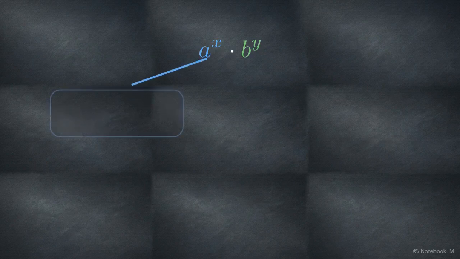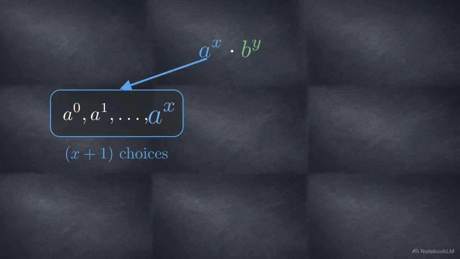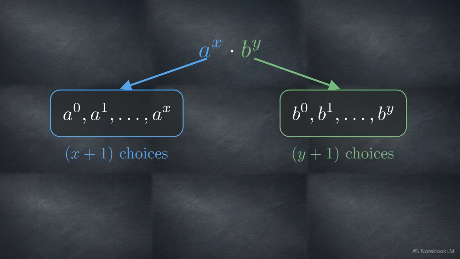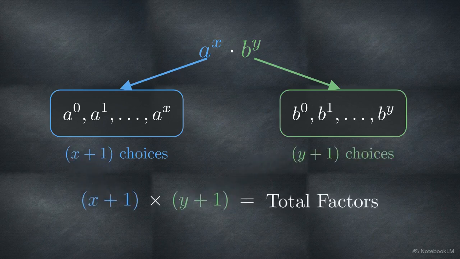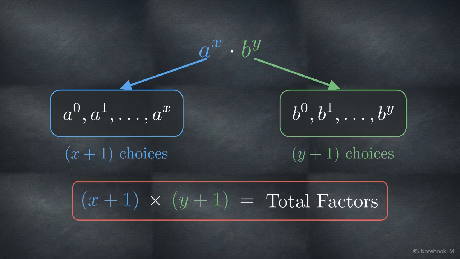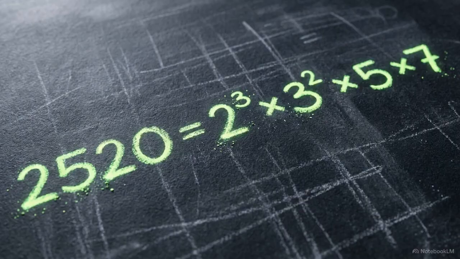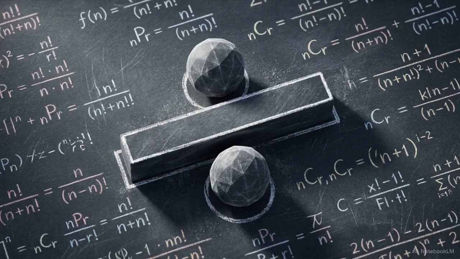Choosing how many times to include a prime A gives us x plus 1 independent choices, because we can include anywhere from 0 to x copies. This mirrors the independent choice bins established at the beginning of the video. Multiplying these independent choices together using x plus 1 times y plus 1 resolves the total number of factors. From arranging letters to flipping necklaces to counting factors of large integers, every combinatorial equation derives from the fundamental principle of counting, refined by the logic of division.